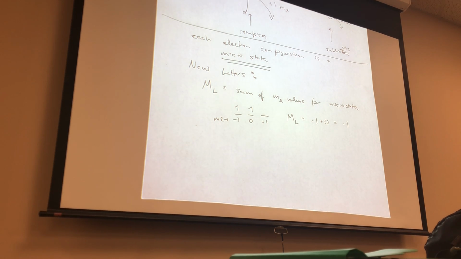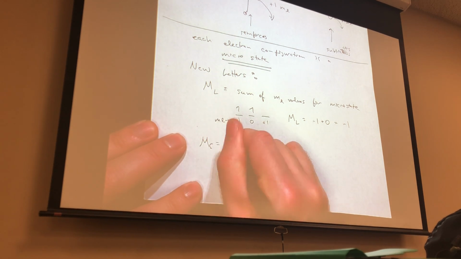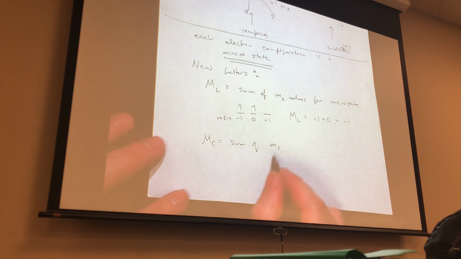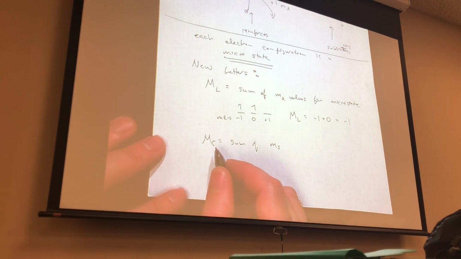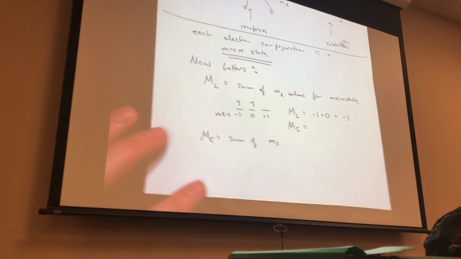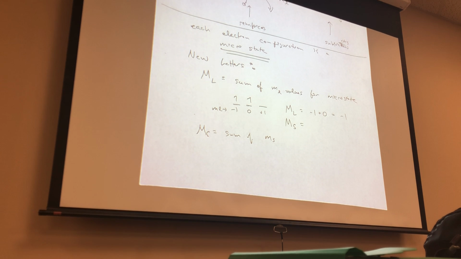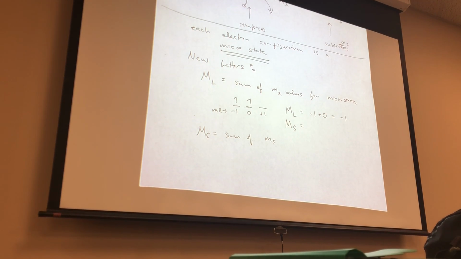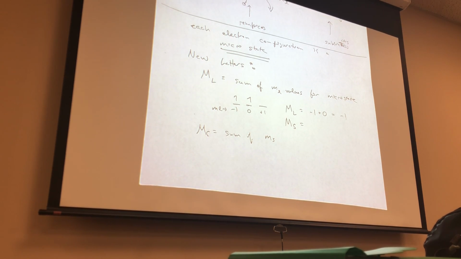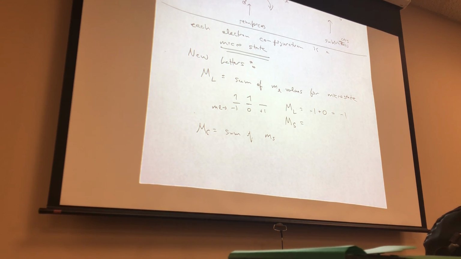And capital M sub S is the sum of all the m sub s values for your state. Little m sub s refers to each electron, and capital M sub S refers to the overall state. So our capital M sub S value for this configuration is what? They're not labeled here, but what do we mean by a little arrow pointing up? Spin up. And what's its m sub s value? Positive 1/2. It's 1/2 for each one, and I think it's 1 overall. I heard both of those answers here.